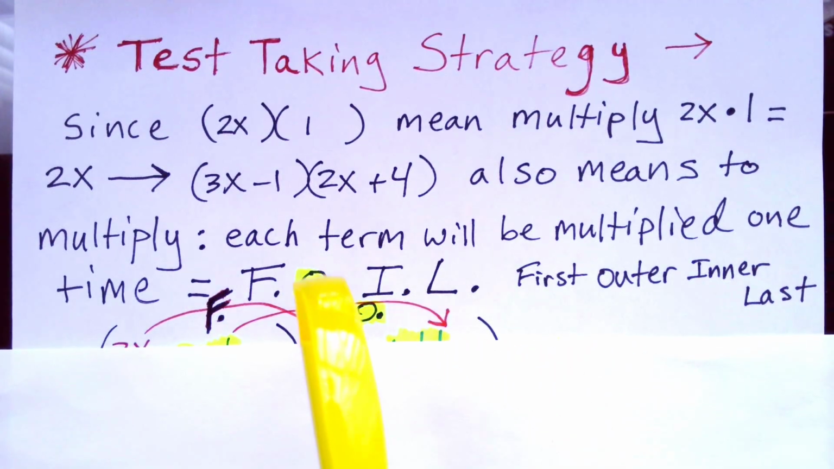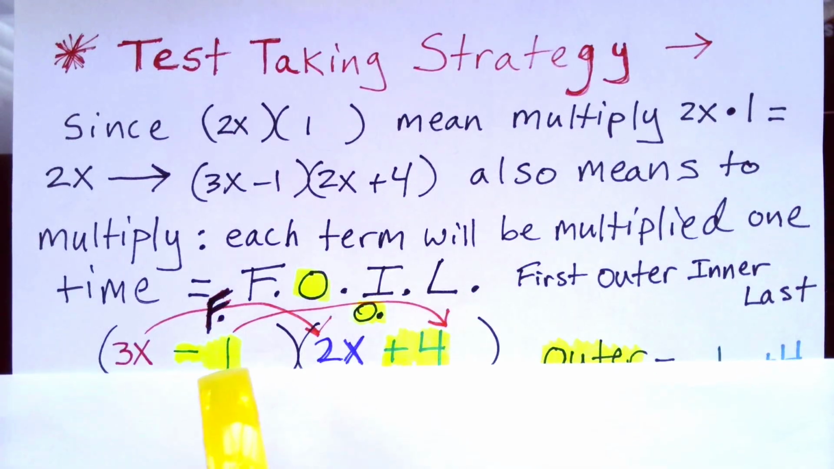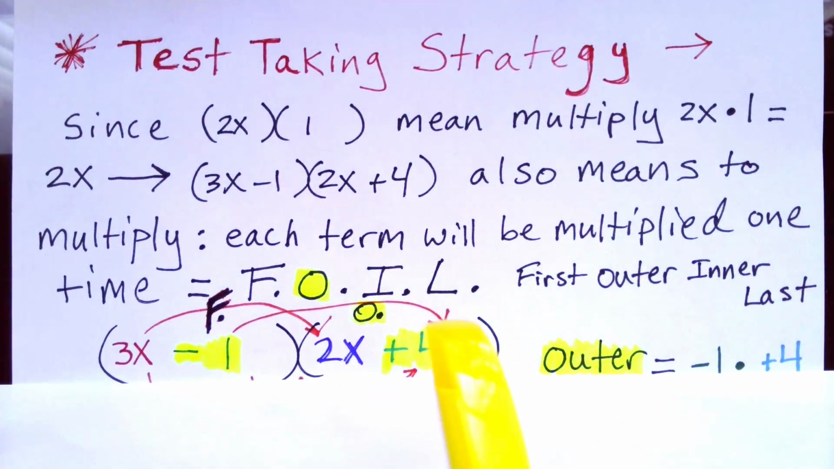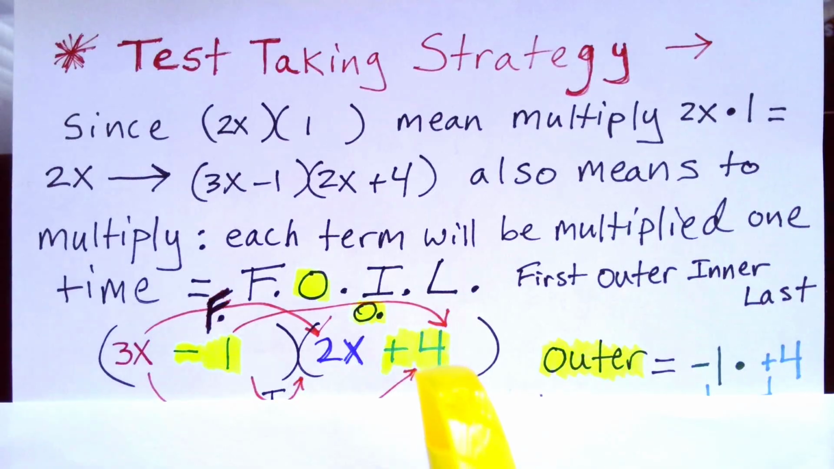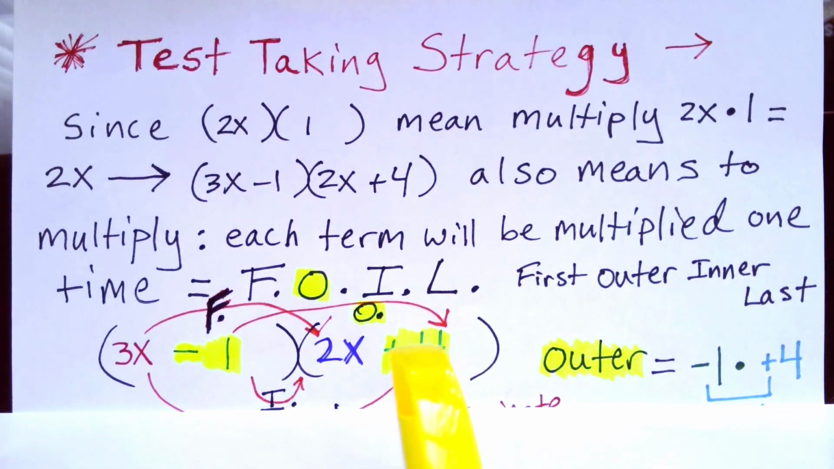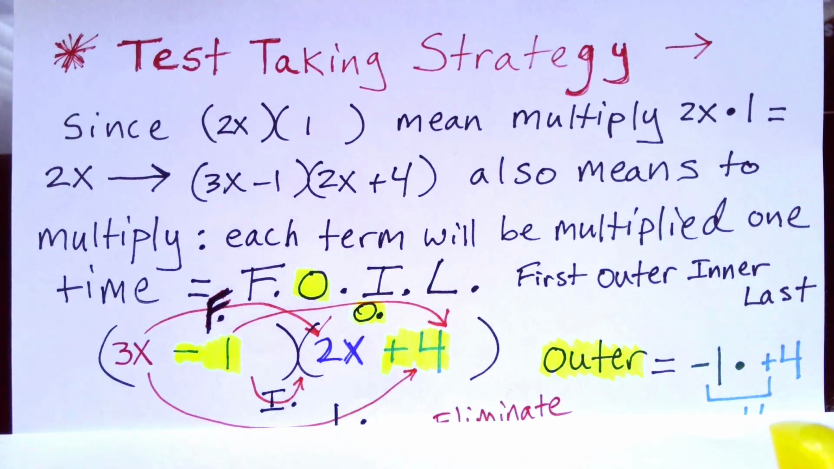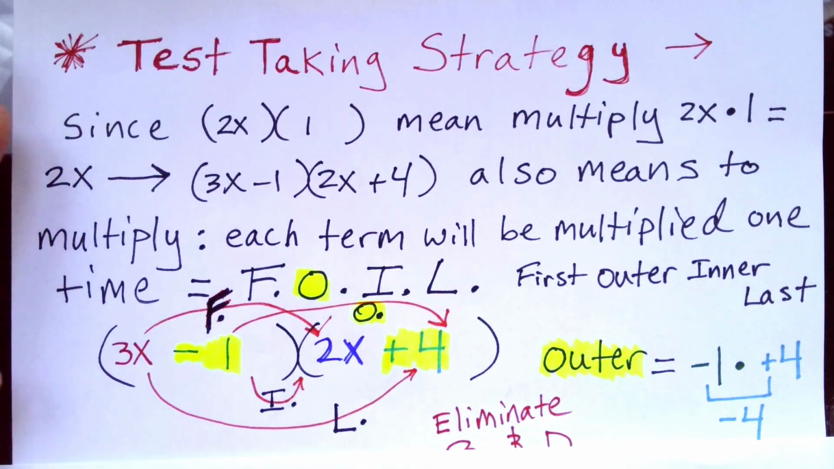But what I want you to see here is the O, outer terms, right? -1 times that +4. That's the outer terms, okay? That's that last term I told you to keep an eye on. Well, what's a -1 times a +4? What does that give you? That gives you a -4 value.